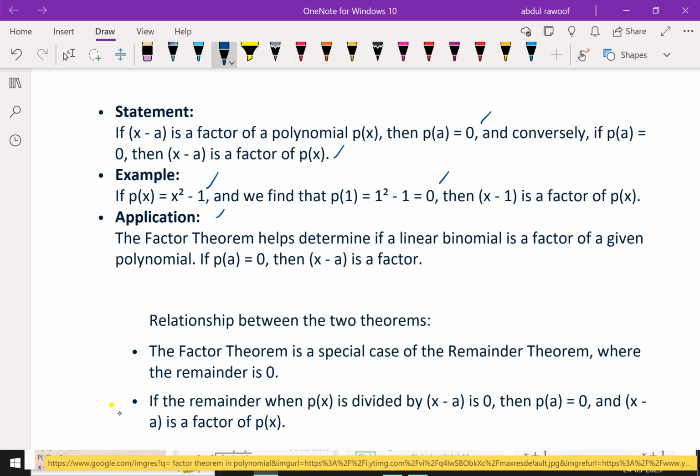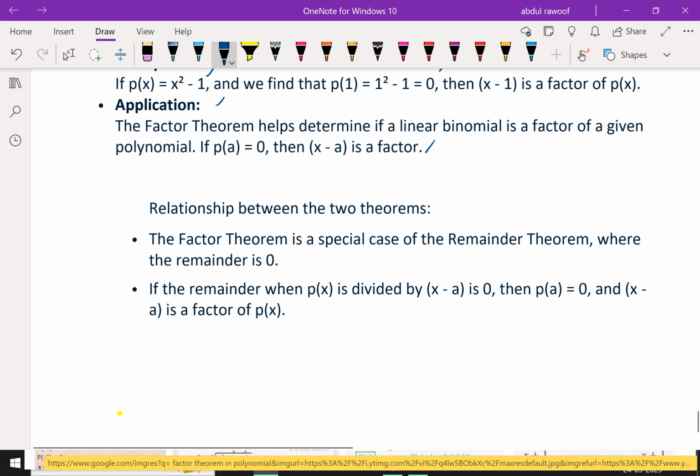Application: the factor theorem helps determine if a linear binomial is a factor of a given polynomial. If p of a equals 0, then x minus a is a factor. The relationship between the two theorems: the factor theorem is a special case of the remainder theorem where the remainder is 0. If the remainder when p of x is divided by x minus a is 0, then p of a equals 0 and x minus a is a factor, and vice versa.